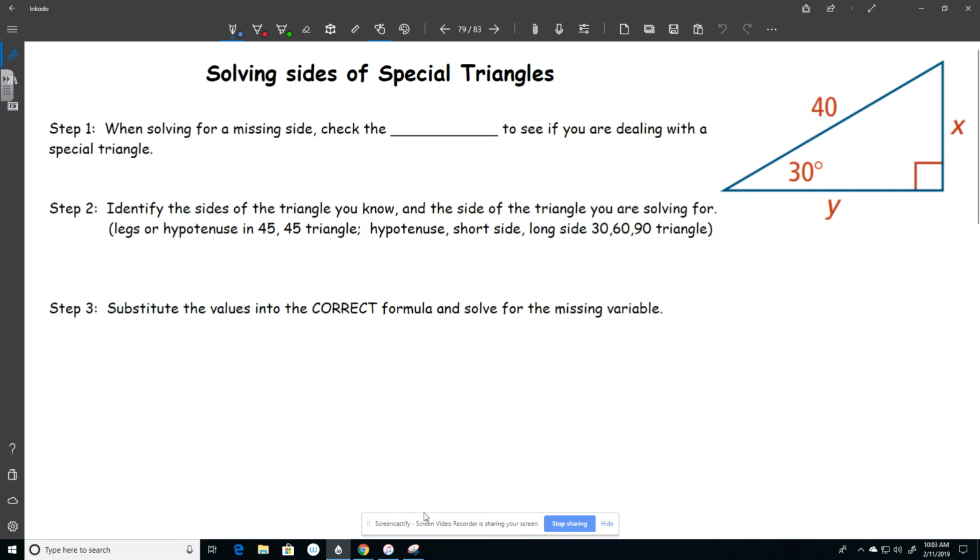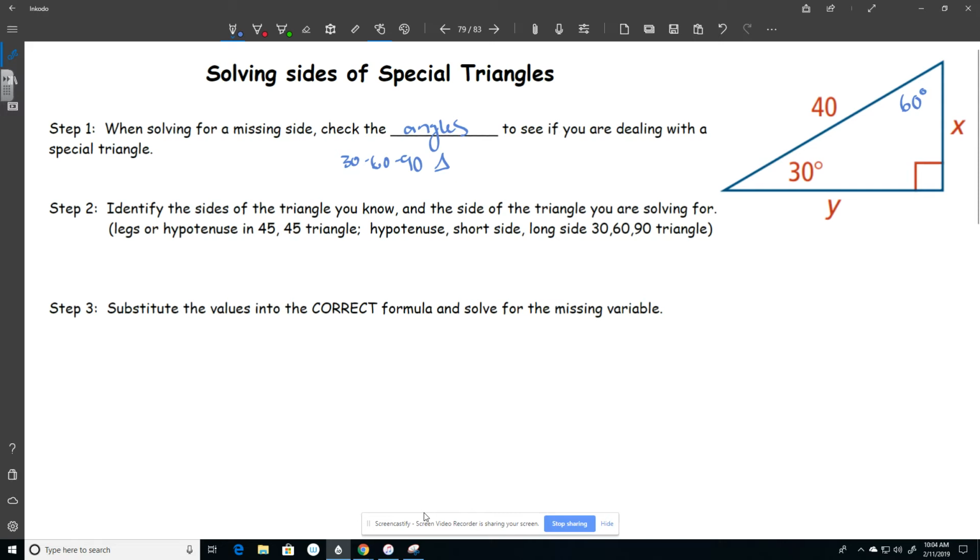So step 1, when I'm looking for the sides of special triangles, if I'm solving for a missing side, before I start looking at sine, cosine, tangent, a squared, b squared, I want to check the angles to see if I'm dealing with a special triangle. Obviously, I'm always going to have a 90 because those are the kind of triangles we're dealing with. But if I look at my other one, if this is 30 degrees, that means that this has to be 60 degrees because these add up to 180. So in this case, I have a special 30, 60, 90 triangle, which means I don't have to do a squared plus b squared equals c squared. I can use my shortcuts to figure out what x and y are.